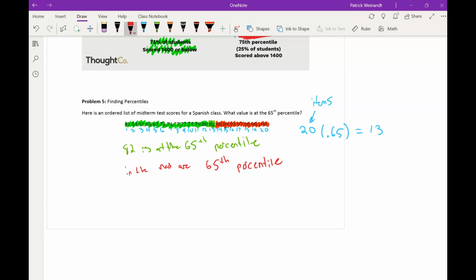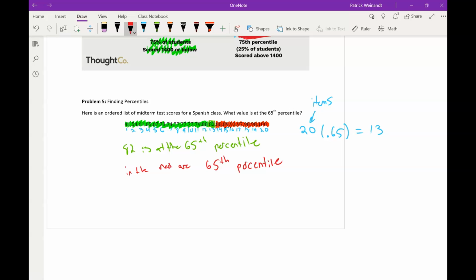And you can always double check, well, do I need to include the 82 down here? Well, if you do this 13th item, there's 13 out of 20, that makes 65%. Then we have these, 14 through 20, that gives us 7 items. Those 7 items out of 20 are going to be 35%. So really if you're in the 65th percentile, you're in the upper 35%.